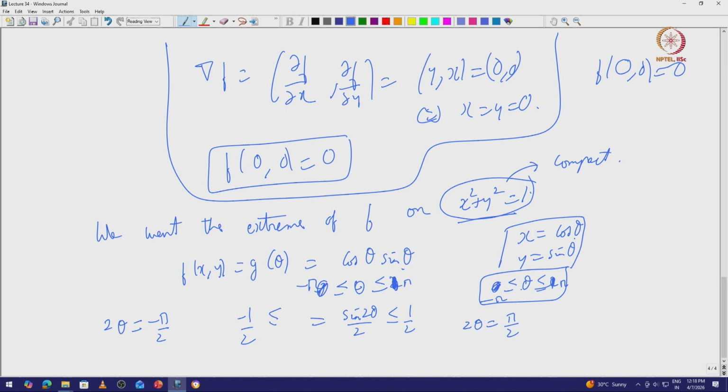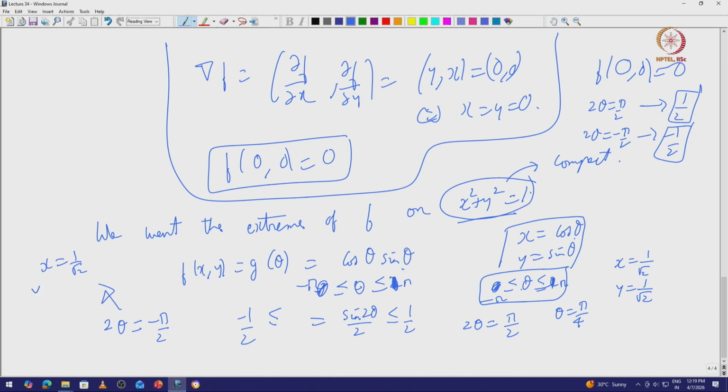Namely, this one, and when 2 theta corresponds to pi by 2, 2 theta corresponds to minus pi by 2, we get half and minus half. Obviously, this is the largest value of f and this is the smallest value of f. So when 2 theta is indeed pi by 2, that is theta is pi by 4, what is x? x is cos theta, which is 1 by root 2, y is 1 by root 2. Here it's minus pi by 4, so x is cos theta, 1 by root 2, y is minus 1 by root 2. So at this point, we have a global minimum. At this point, we have a global maximum.